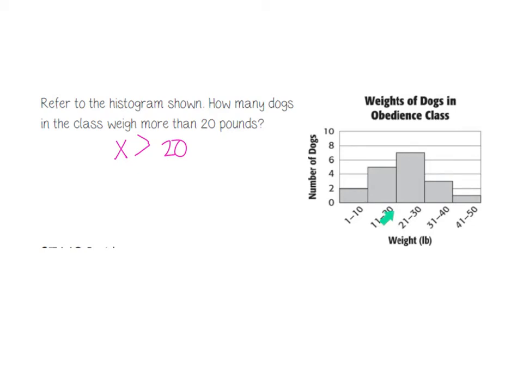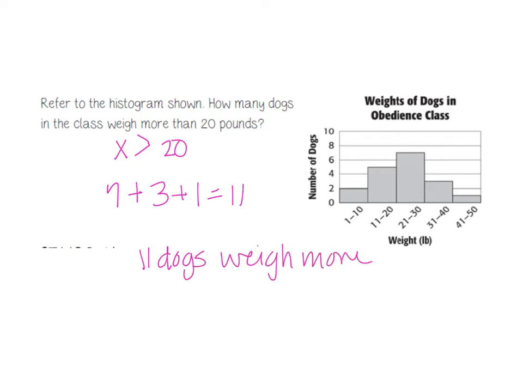So that helps us see that we need to go from, there's 20. This one starts at 21. We need to go this way. So we need to add up our numbers. That one is 7. Then we have 3. And then we have 1. So we have 11. So let's write our sentence. 11 dogs weigh more than what? 20 pounds.